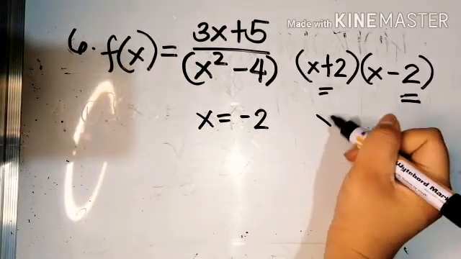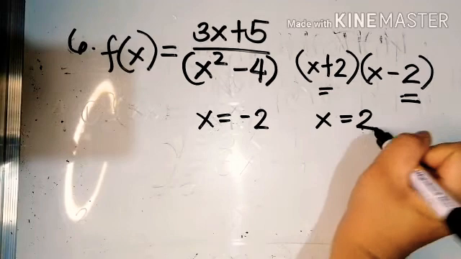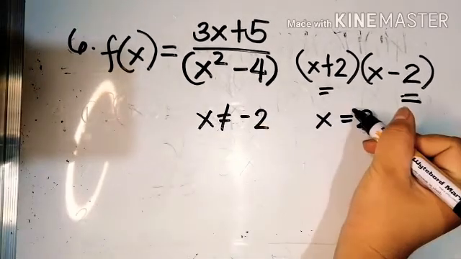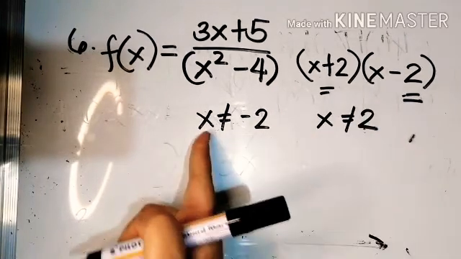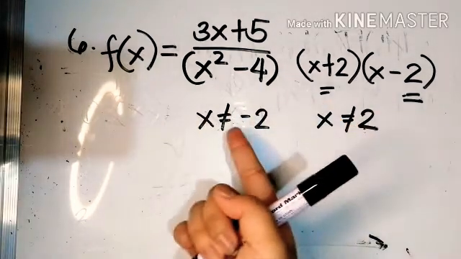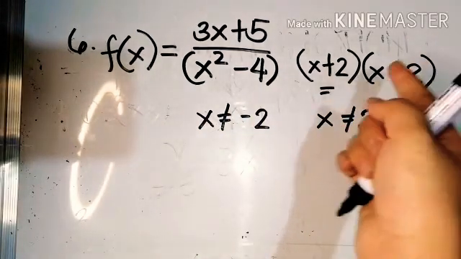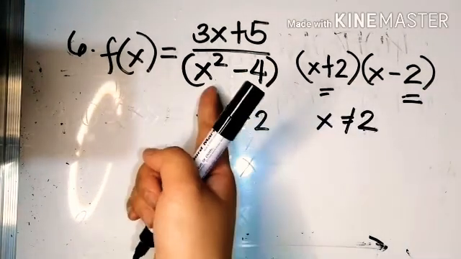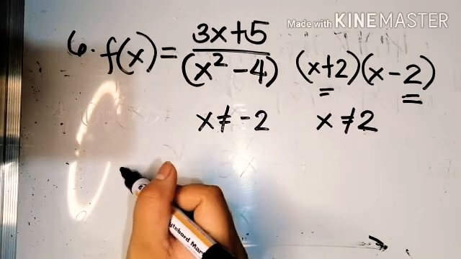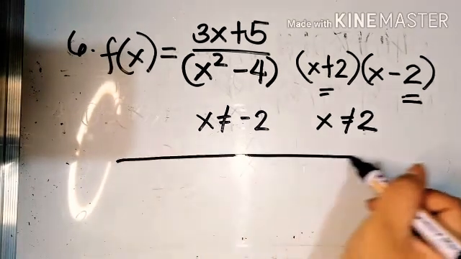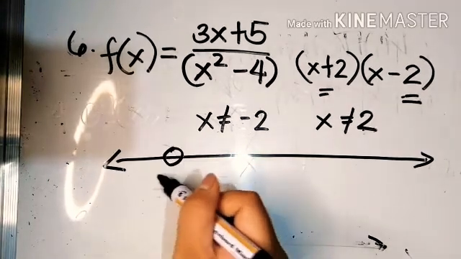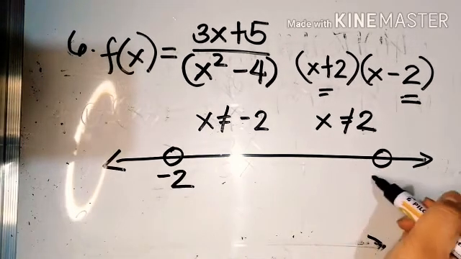So, ano yung dapat hindi niya maging value? Kapag sinubstitute natin siya ng negative 2 at saka 2, magiging 0, right? Negative 2 squared minus 4 is equal to 0. 2 squared minus 4 is equal to 0 pa rin. So, dapat hindi siya maging negative 2, hindi rin siya maging positive 2 kasi magiging 0 siya.